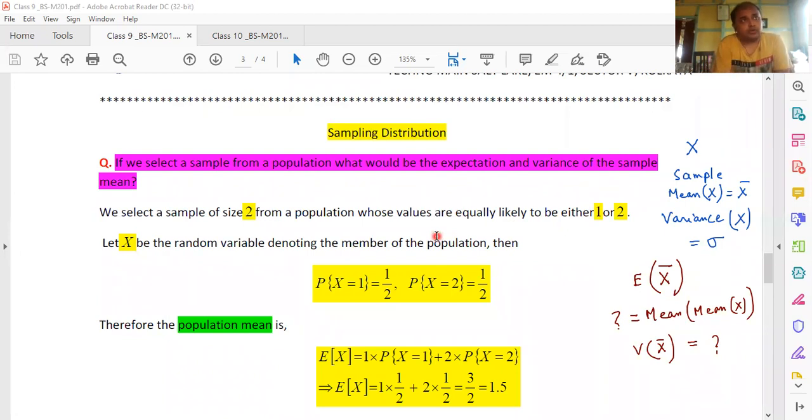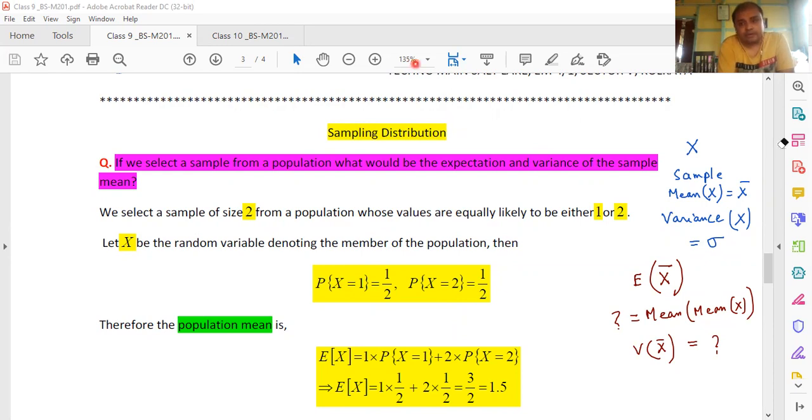This note which I am presenting right now is not the proof of the given problem. It is the explanation of the given problem. Proof is not required. I'm just explaining what is happening. I'm going to draw a sample of size 2 from a population whose values can be either 1 or 2, with equal probability. Let X be the random variable denoting the member of the population. According to our assumption, X can take value 1 with probability half, and value 2 with probability half.